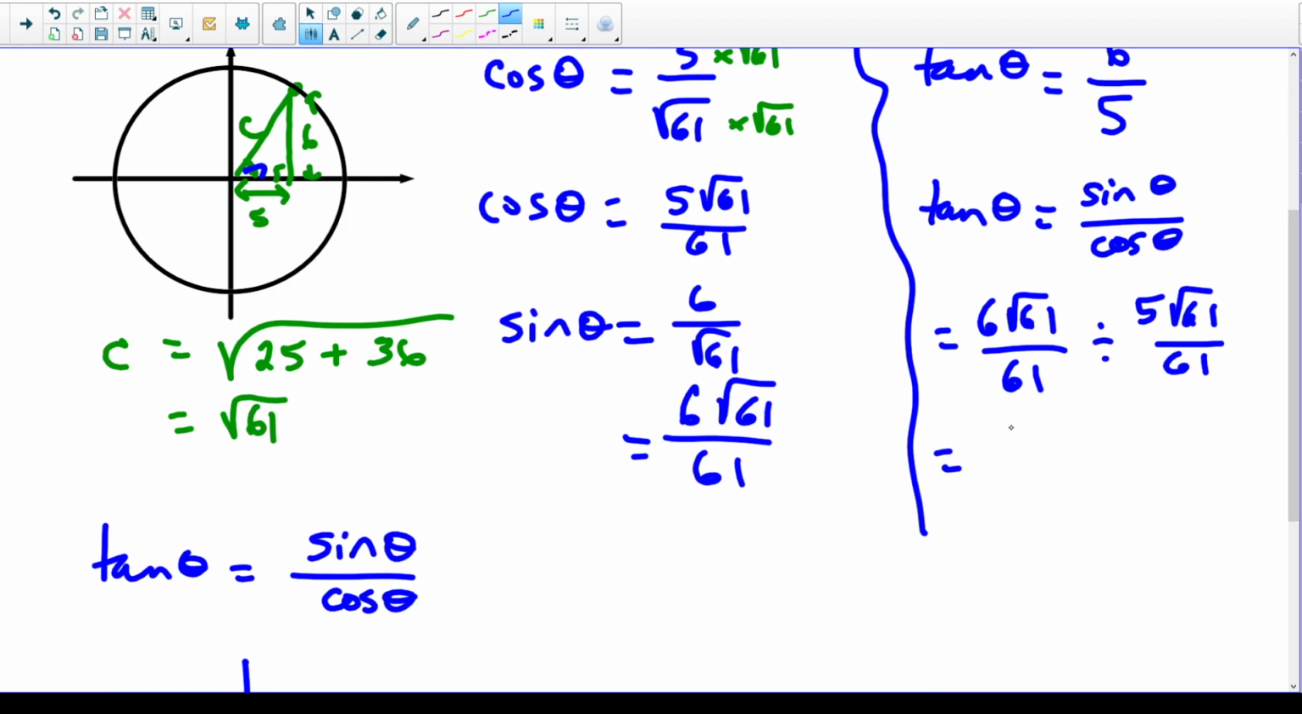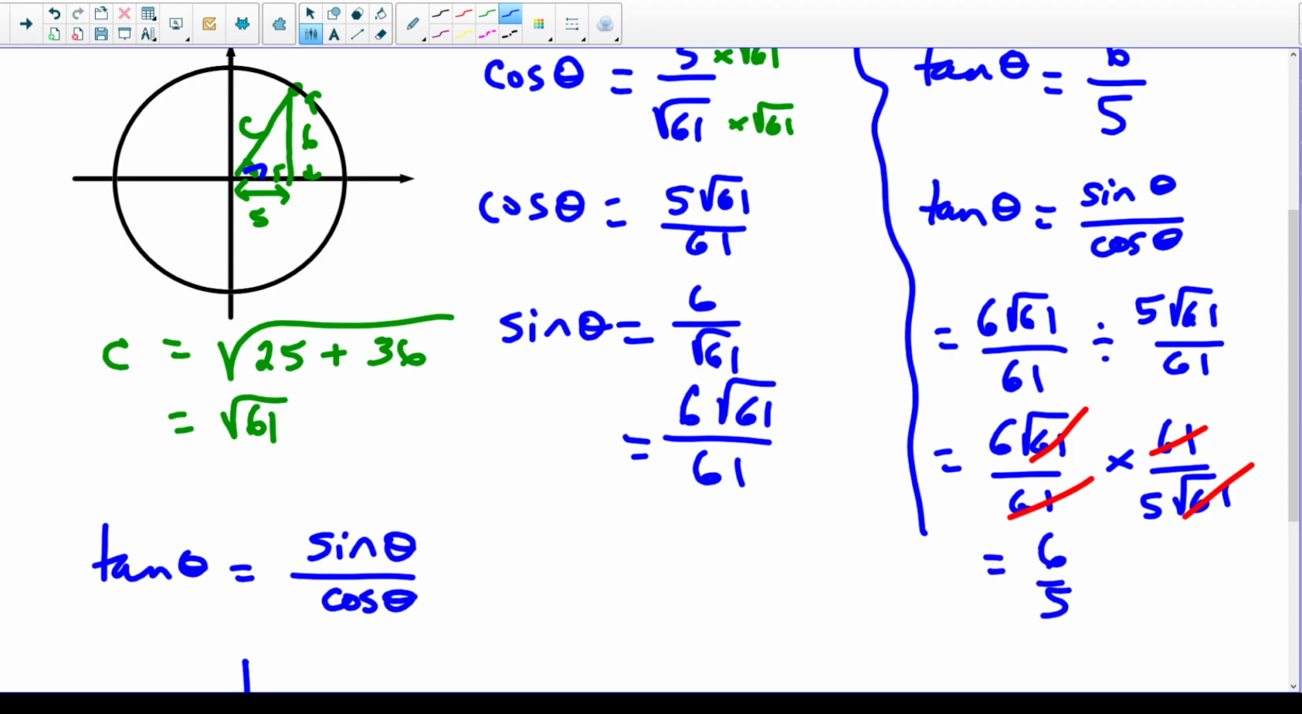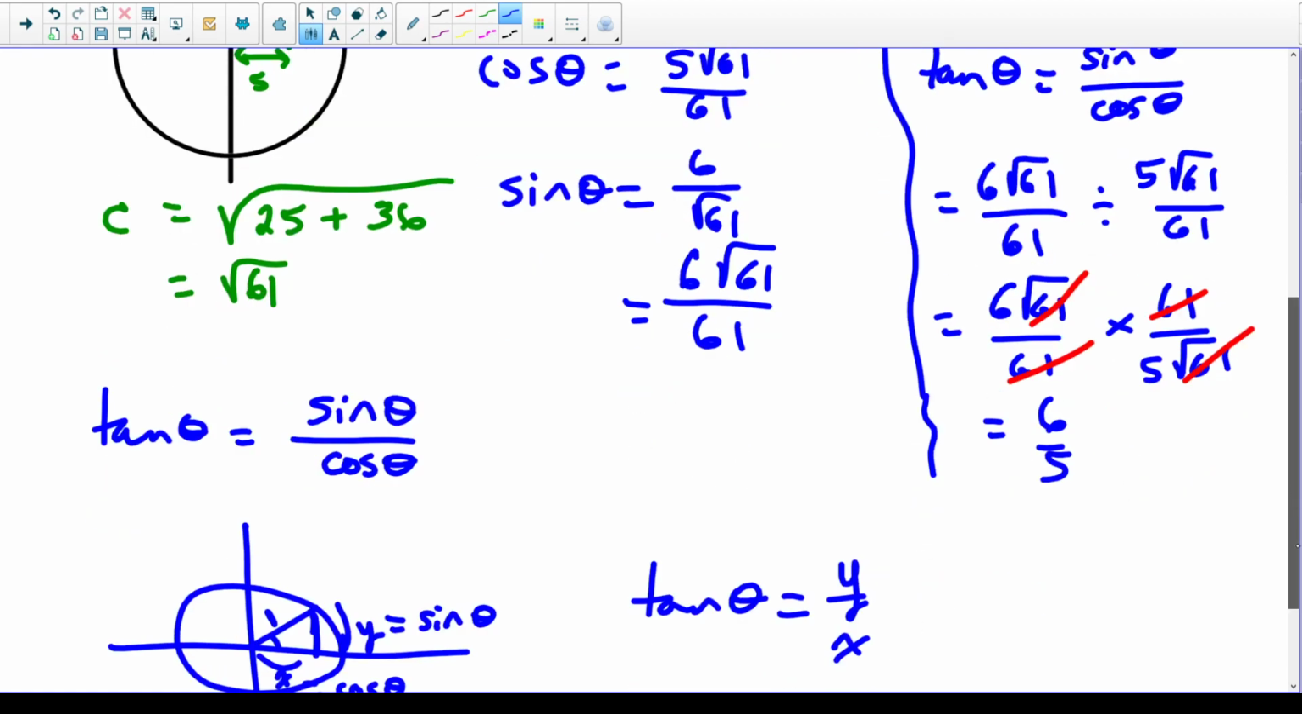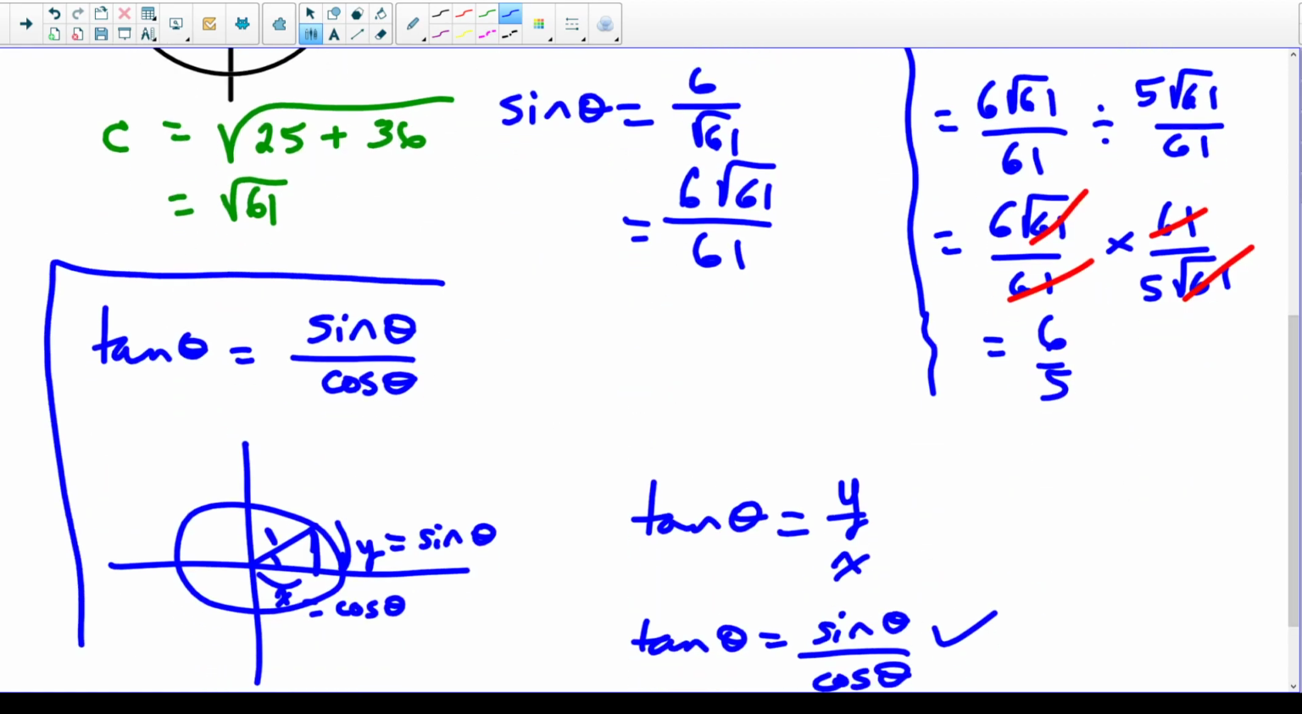And when you divide, you flip and multiply, right? So I'm going to flip that second fraction upside down. And now watch what happens. That cancels out with that. That cancels out with that. And what are we left with? We're left with 6 over 5. So this identity, which I'm going to put in a little box here as an aside, works even if you have a circle that isn't radius 1.